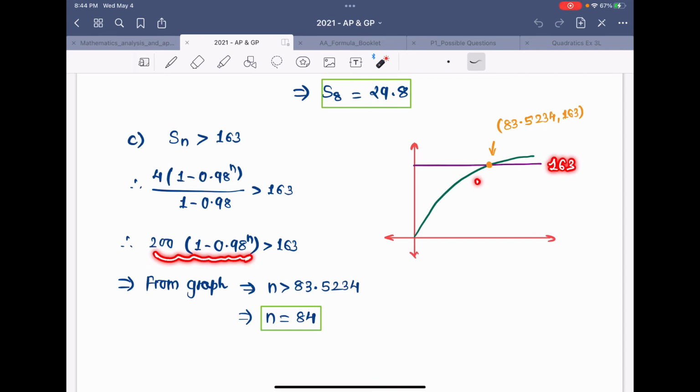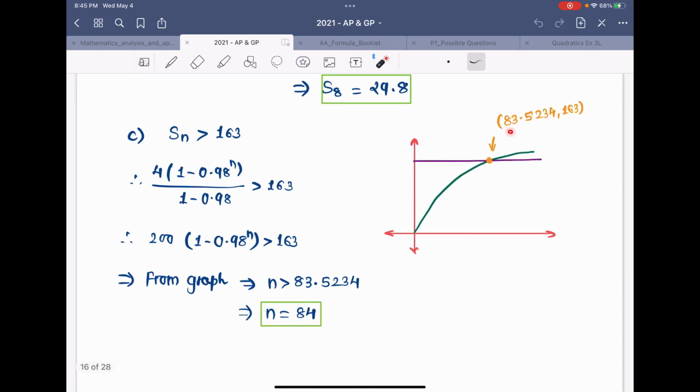Obviously, if you are not getting your answer, you have to adjust your window by increasing your x scale. Definitely these two will intersect. The intersection point, write down 83.5234, 163. Please draw this graph because this is your working, and write down the point as it is. Do not round off that 83.5234. Now you can see this is a greater than, so n should be greater than 83.5234. That means n has to be 84.